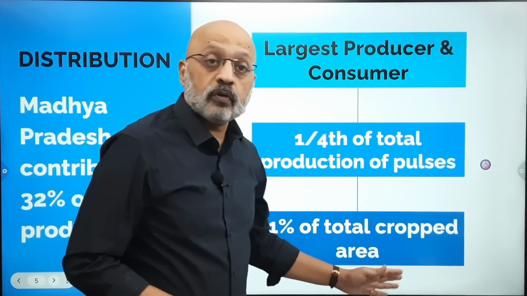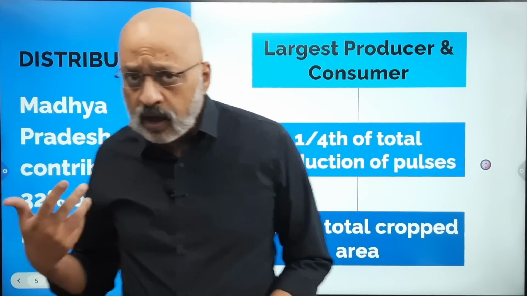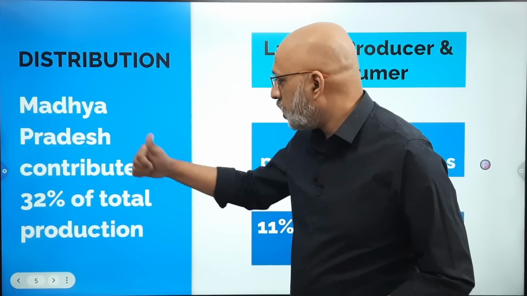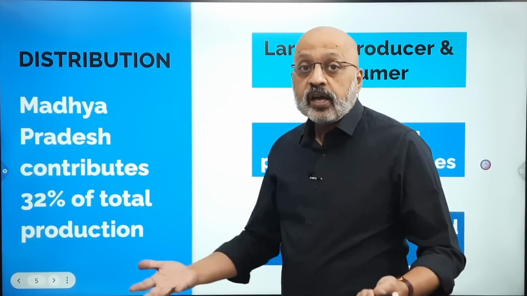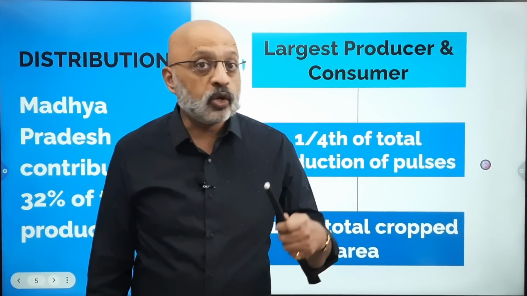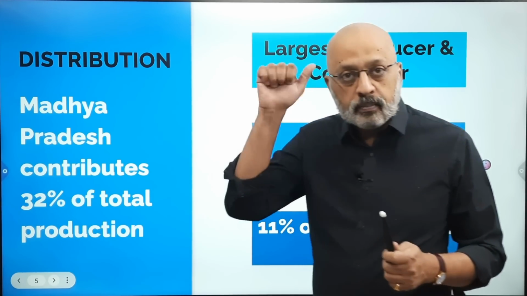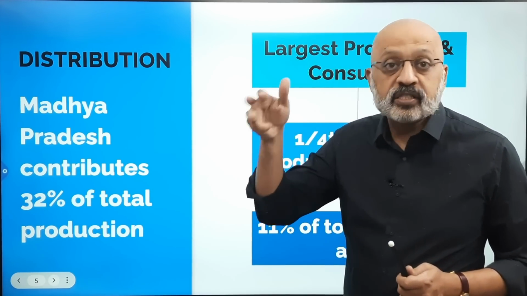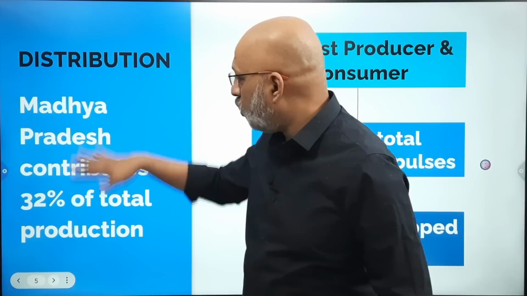Pulses are 11% of the total cropped area in the country, right? And which are the main states? Madhya Pradesh contributes 32% of the total production. So central India is what is contributing the major chunk, apart from which you have Maharashtra, Uttar Pradesh, Rajasthan and Andhra Pradesh. So these five, Madhya Pradesh, UP, Maharashtra, Rajasthan and Andhra Pradesh are the top 5 pulses growing states in the country. Okay, I hope as far as the distribution is concerned, it's clear.